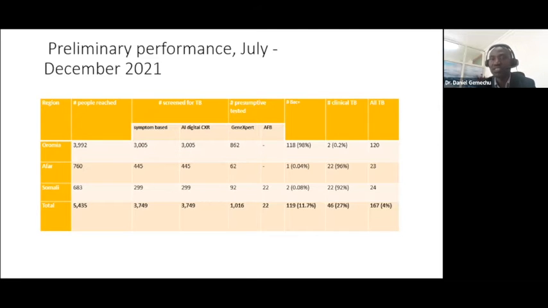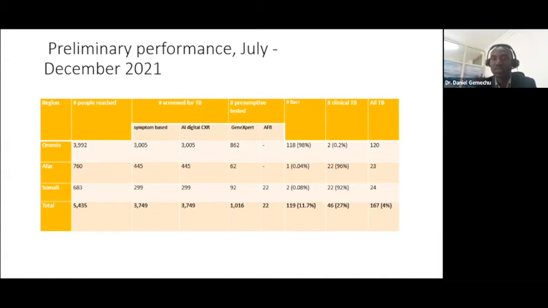And then as you could see, the number of TB patients diagnosed from this is around 118 using bacteriological confirmation. And you could see how the CAD4TB has contributed in terms of reaching patients in the pastoralist community. In Afar, it has also reached around 760 people, and we screened around 445 clients who have TB symptoms.